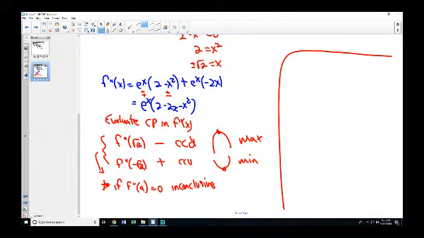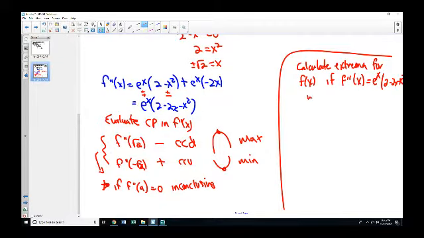So it might say something like, calculate the extrema for f of x if f double prime of x is d dx times 2 minus 2x minus x squared, with critical values.